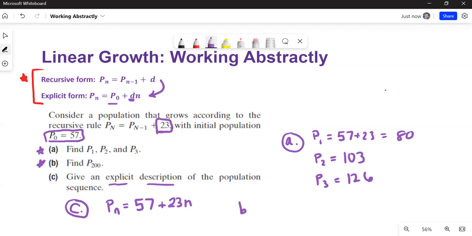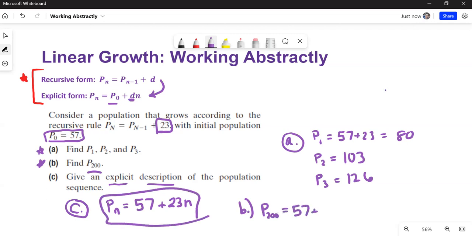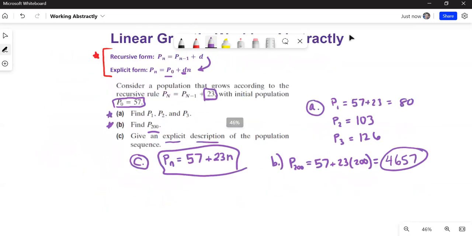So going back to part B then, if we want to find P sub 200, we can just plug into the formula that we have here in part C, and that is take 57 plus 23 times 200. I'm going to grab a calculator. 23 times 200 is 4,600. Adding in the 57 is 4,657. Okay. So we don't have a story. It's just working abstractly. Let's take a look at a couple more examples.